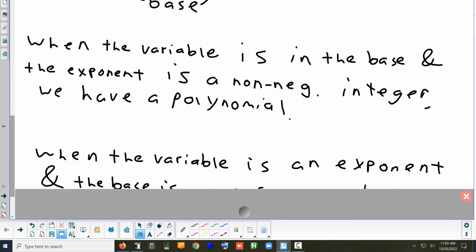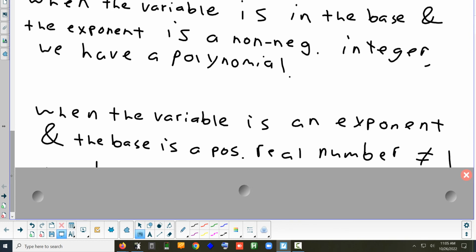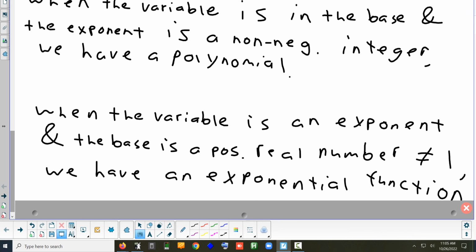When you switch that, so that the variable is now in the exponent and the base is now the number, there is one number that it can't be, and that's 1. But as long as the base is any number other than 1, and the variable is an exponent, that's exponential. Why do you think the base can't be 1? Yeah, if you graph y equals 1 to the x, you're basically just graphing y equals 1. That's a horizontal line at 1. So the base has to be a number other than 1.